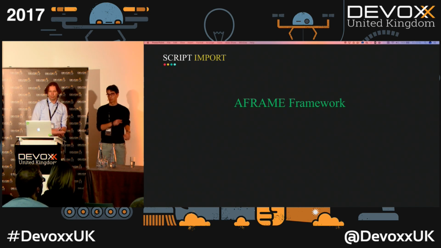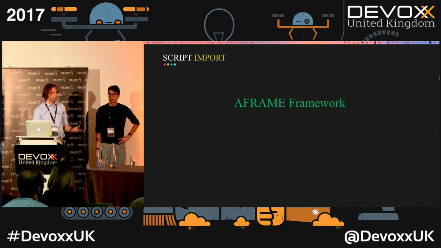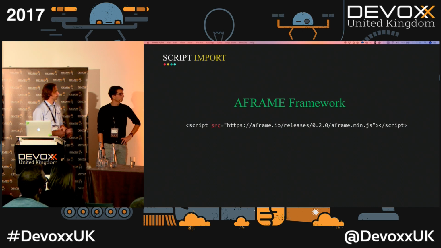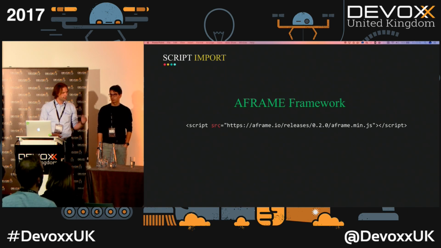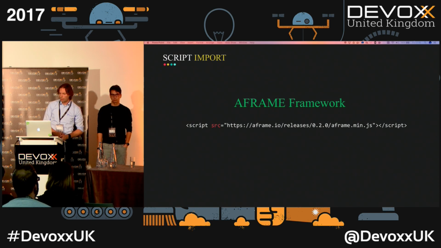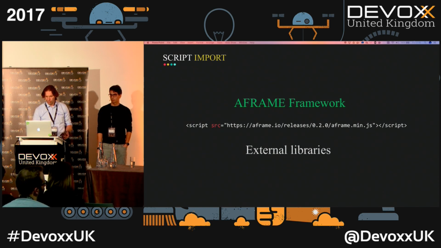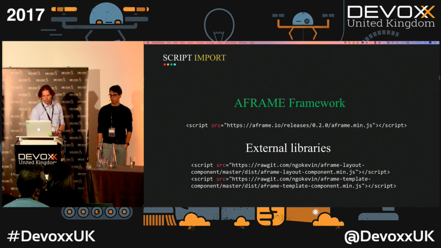What you need to do from an A-Frame perspective is include the framework. The framework is, of course, a JavaScript library that can be obtained at aframe.io. You can use the script tag. I use 0.2, but 0.5 is the latest version. I use 0.2 because I use two external libraries from Kevin Ngo, one of the main developers of A-Frame on the Mozilla VR team. You can use external libraries.